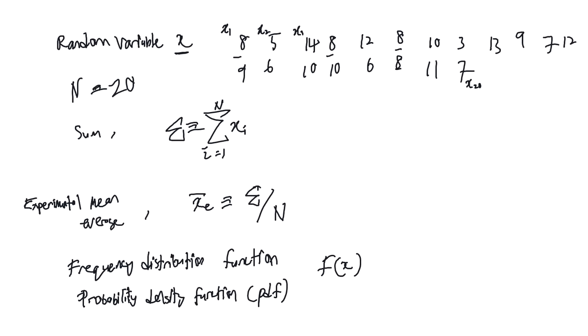So what is the likelihood for a given x? That is how many times the x appears or occurs, divided by the total number of measurements.